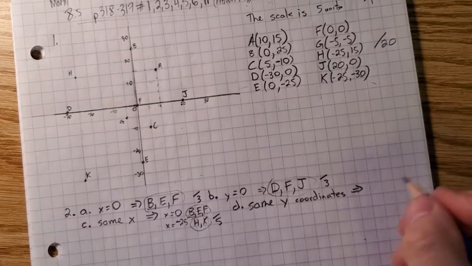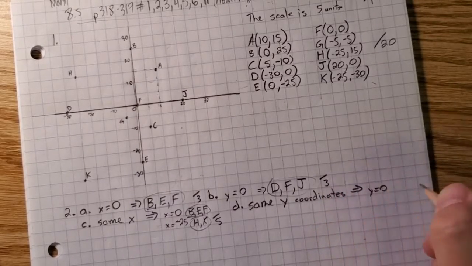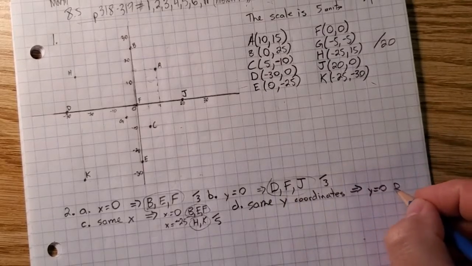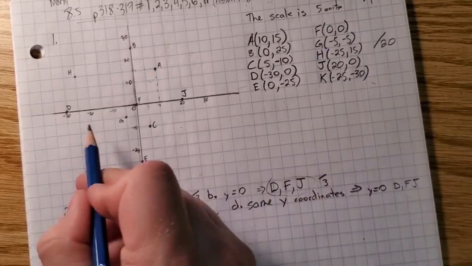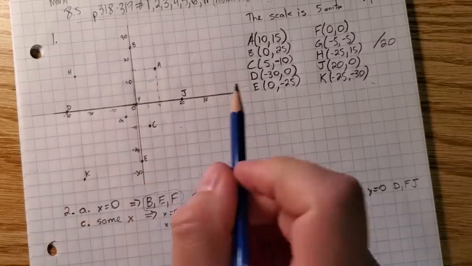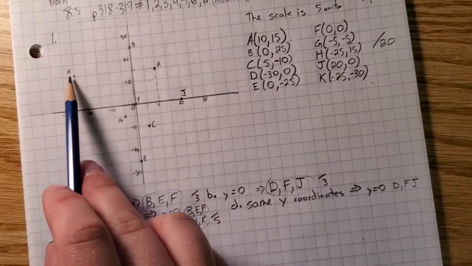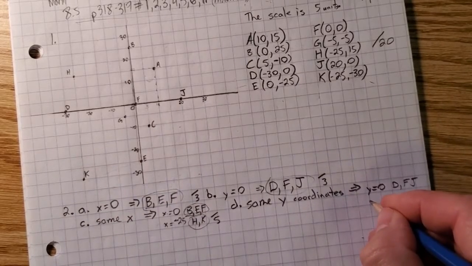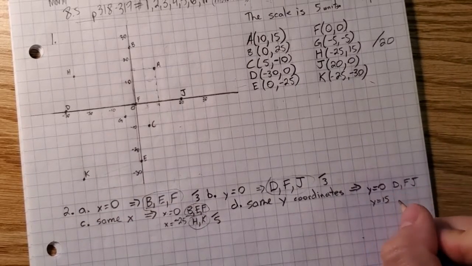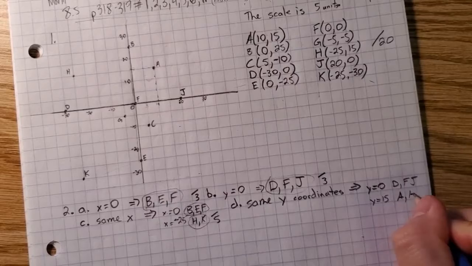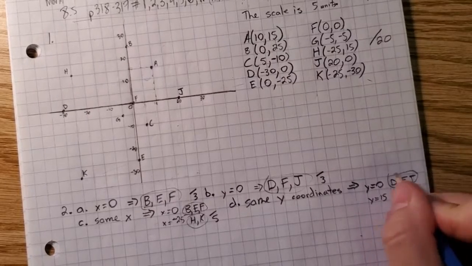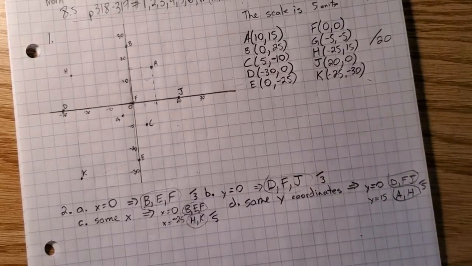Okay. Well, we know that y equals 0. We had 3 from this question: D, F, and J. They're all on that same line. Are there any others that are on the same? No, no, no. Oh, A and H. Y equals 15 was A and H. So that's out of 5.